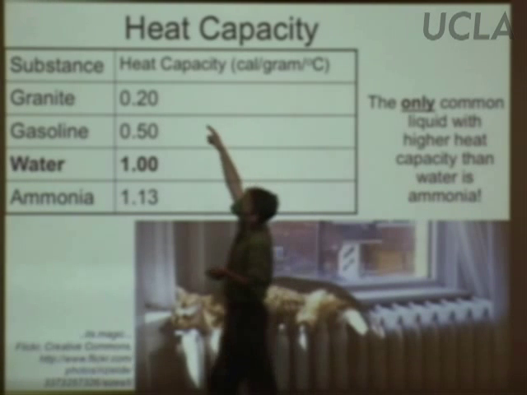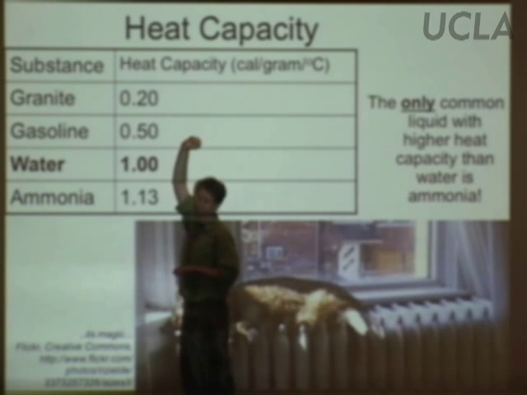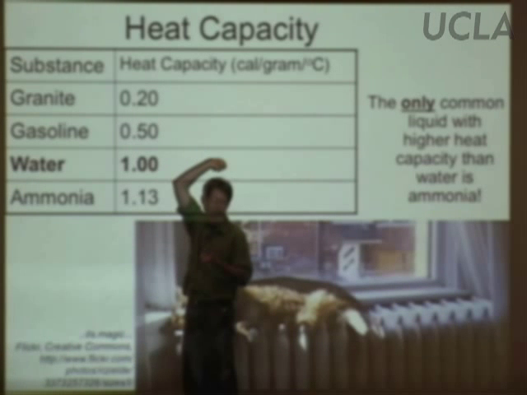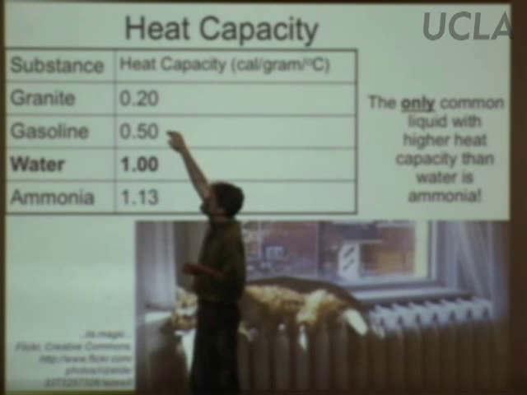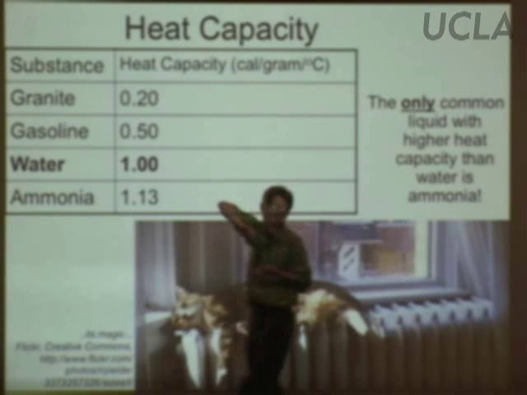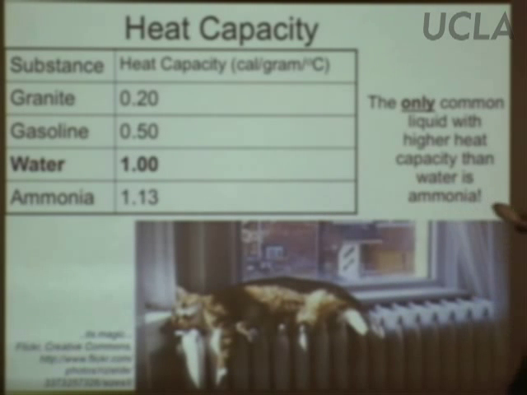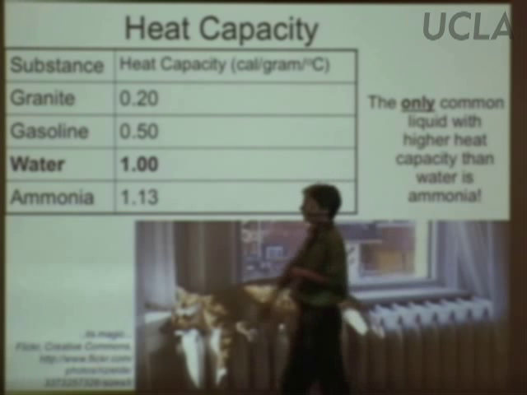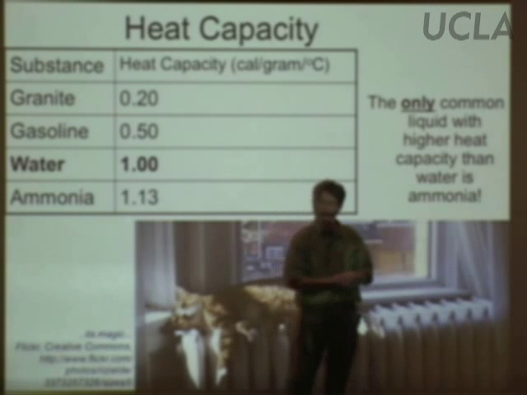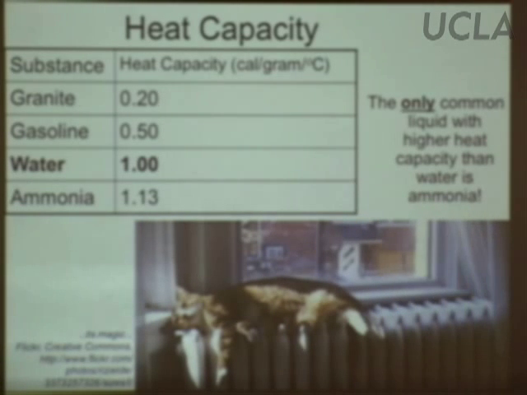Most substances, like rock, are much lower in their heat capacity. If you add the same amount of heat to a rock, its temperature will go up a lot relative to water. Even other liquids, for the most part, like gasoline, have lower heat capacities than water does. Metals, like your iron frying pan or like the Earth's core, have very low heat capacities. The only substance you're likely to ever come across that has a higher heat capacity than water is ammonia. And actually, ammonia is a very close cousin of water.